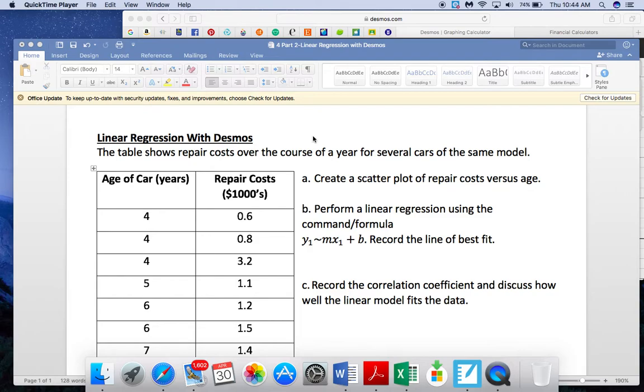So on your second handout here, we've got a table that gives us some data representing repair costs for some vehicles given their age. So we've got the age of the car in years, and we've got the repair costs measured in thousands. And it says create a scatter plot of repair costs versus age.